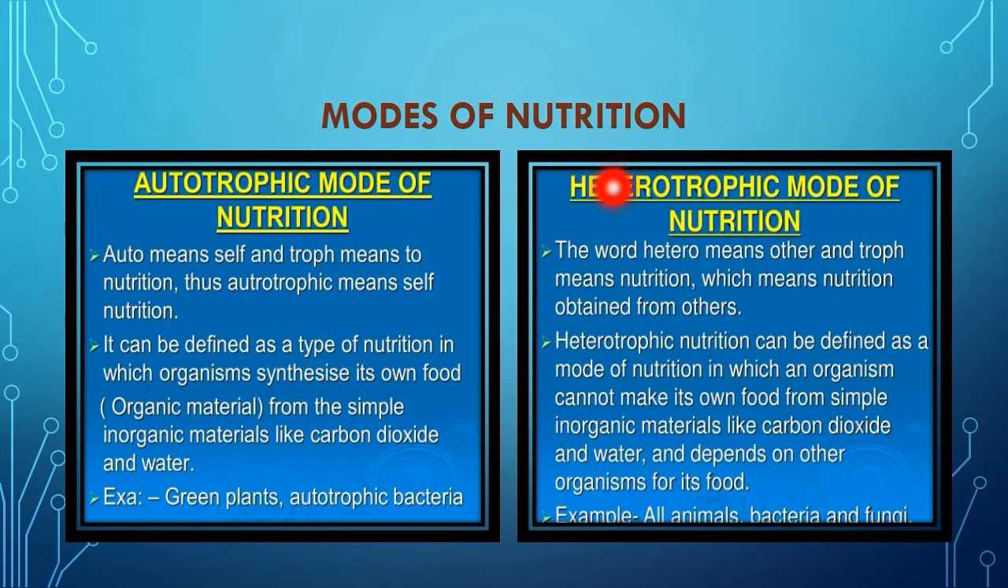Now let's see about heterotrophic mode of nutrition. The word hetero means other and troph means nutrition, which means nutrition obtained from others. Heterotrophic nutrition can be defined as a mode of nutrition in which an organism cannot make its own food from simple inorganic materials and depends on other organisms for its food. For example, all animals, bacteria and fungi.